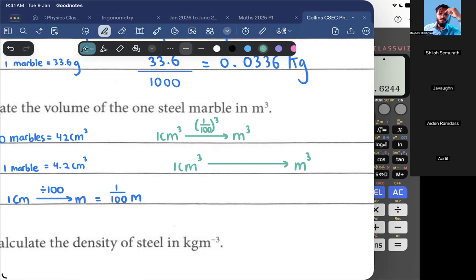Javon? You know or nah? No, sir. Alright. You have a Sharp or Casio calculator? Casio. Alright, so in the calculator, we're going to put 1 over 100 to the power 3. And tell me what you get. What are you getting?